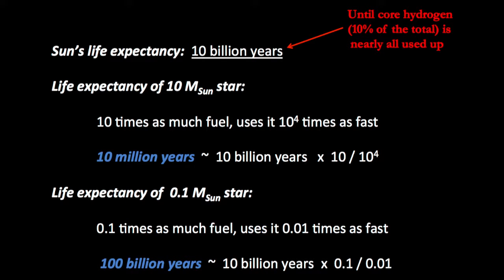For reference, the Sun's total main sequence lifetime, which is the time that it spends converting hydrogen into helium by the fusion process, is about 10 billion years. If we take a star 10 times the Sun's mass, by no means the largest possible, but a typical high-mass star, it has 10 times as much fuel as it starts its life. But its luminosity is so high that it's consuming that fuel 10,000 times faster.